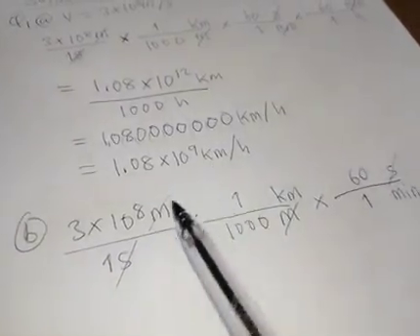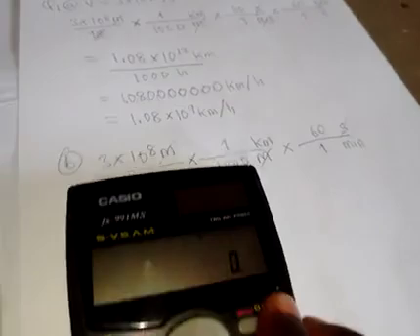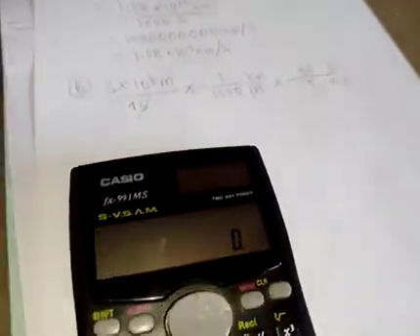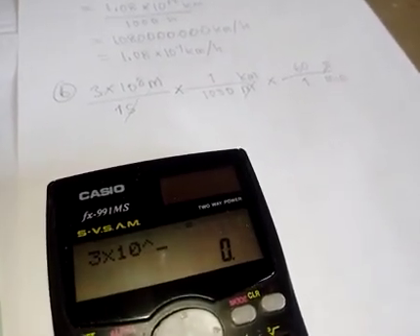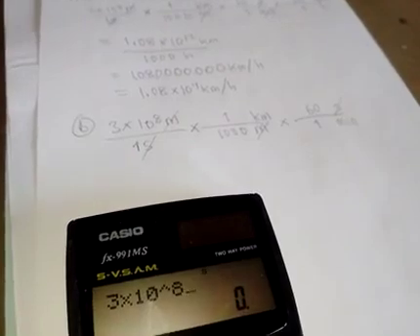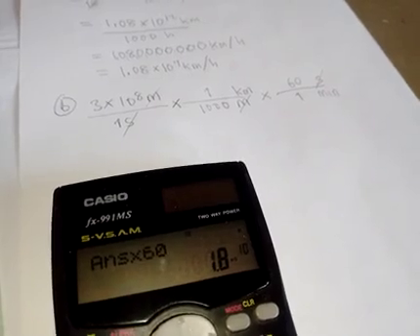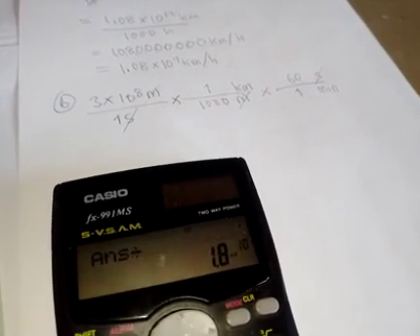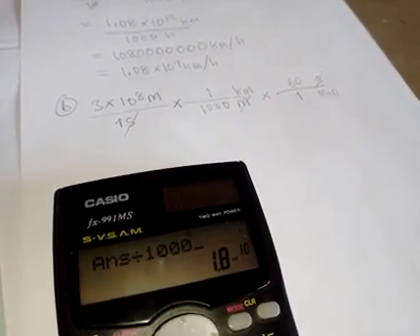So on top, as you can see, we have remained with 3 times 10 to the power 8. This is being multiplied by 60, then divided by the 1000, which is down there, 1000.